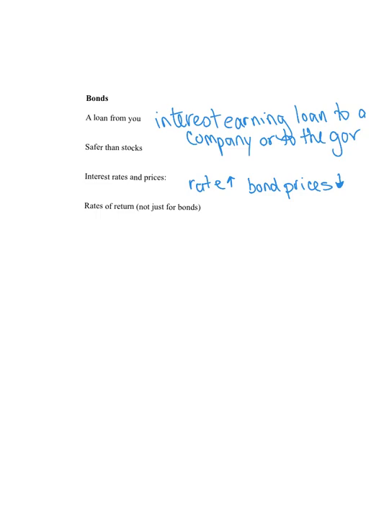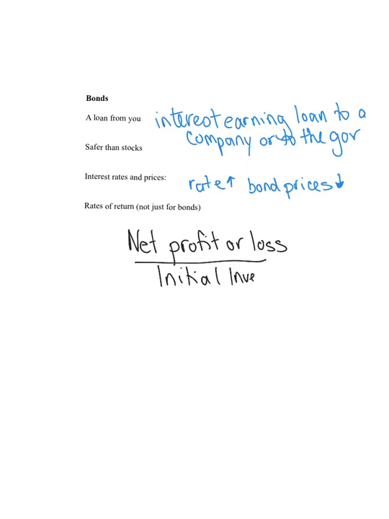And so when we're looking at rates of return, it is the net profit or loss, because, again, you might be losing money on a stock at a given time, divided by your initial investment, which would give you a decimal, and then you're going to go ahead and multiply it by 100 to give you the percent.